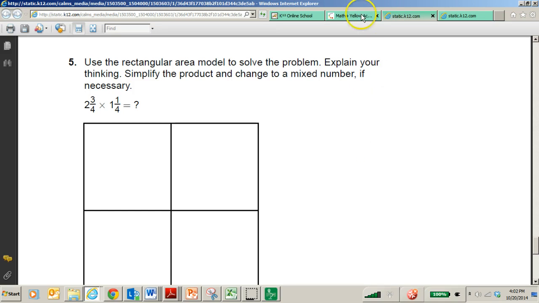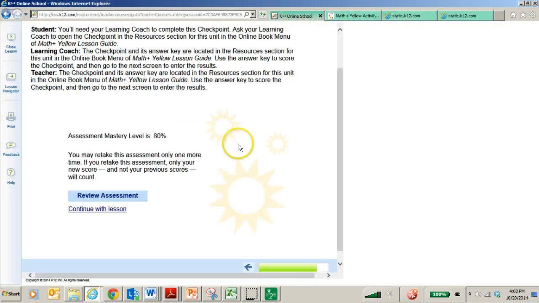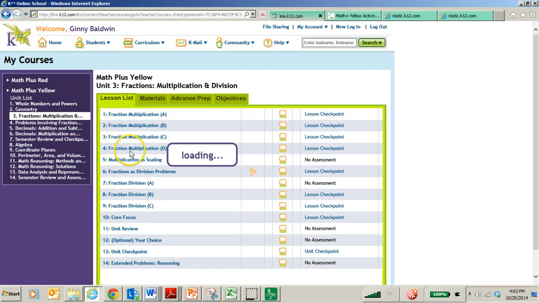and you can continue dividing those up until there are equal parts. So I hope this helps you as you go through lesson C, and when we get to lesson D we will follow more of the traditional standard algorithm.